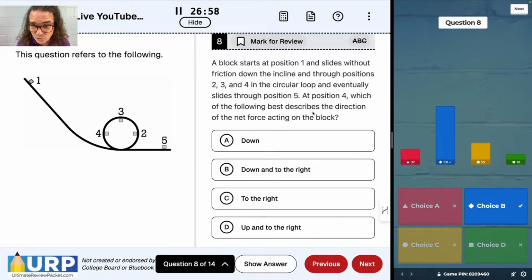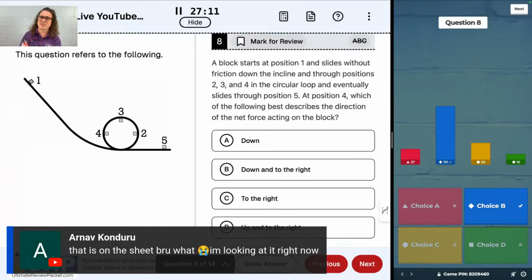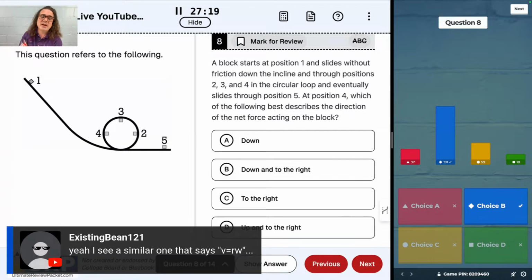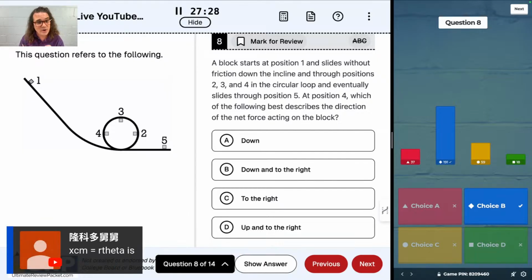All right, the correct answer choice is B. Real quick, let's address what people are asking. So the equation that I talked about, I'm looking at it right now. Is this on the sheet? No. There is a similar equation that says V equals R times omega. This is for the tangential velocity equals the radius of the object times the angular velocity of the object. Now, this is a different equation. Yes, there is an equation for the position of the center of mass equals the radius times theta. That is on the equation sheet.